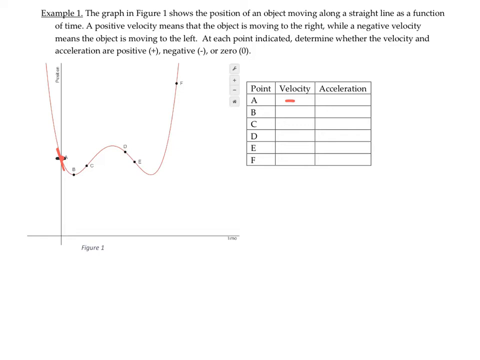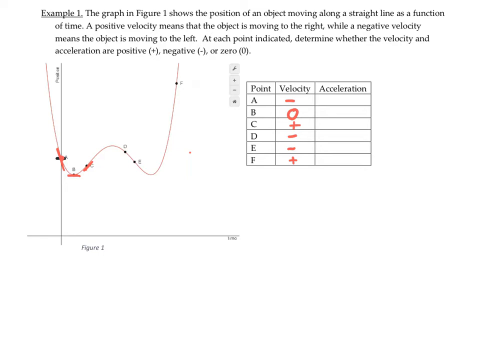Let's go ahead and just go through all the velocities first. So at point B, if I draw my tangent line, that tangent line clearly has a slope of 0. So the velocity here is the slope of the tangent line. We're just measuring sign right now. At point C, my tangent line is positive sloped. So we're going to say at point C, my velocity is positive. At point D, it's negative. At point E, it's negative. And at point F, it is positive.